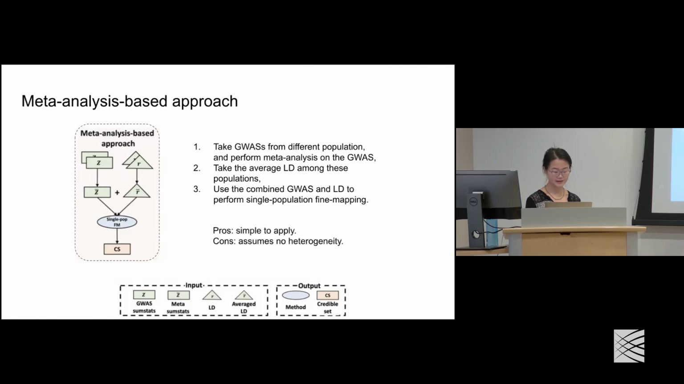The pro is that it is very simple to apply. There's actually a lot of high impact papers that apply this meta-analysis approach to find causal variants, very effective. It improves discovery, although the downside is it does not assume any heterogeneity between populations. It basically just takes the average and uses that.